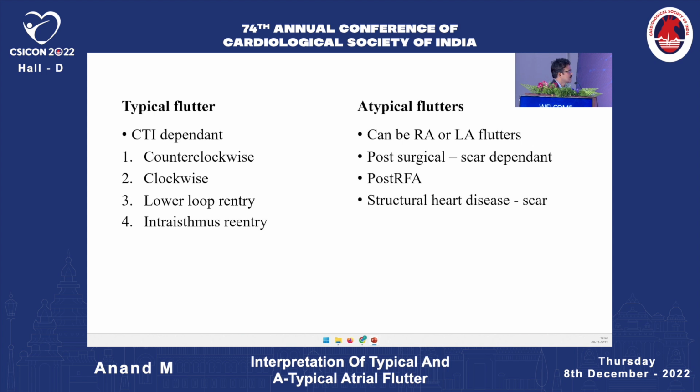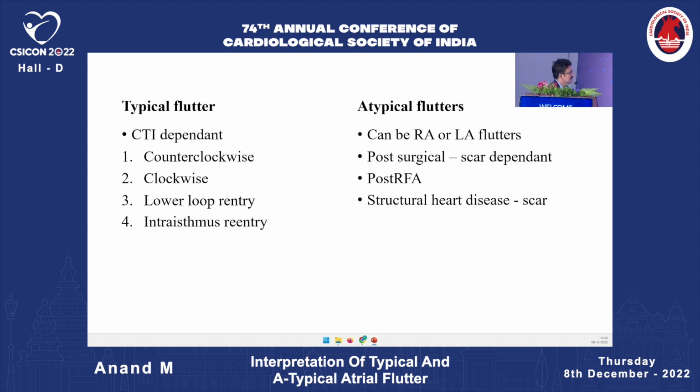CTA dependent flutters, usually there are 4. Typical is counterclockwise CTA dependent flutter, which forms about 85% of the CTA dependent flutters. The clockwise flutter is the same, just in the opposite direction, which forms around 10%. And others are very rare: lower loop re-entry and intra-isthmus re-entry.